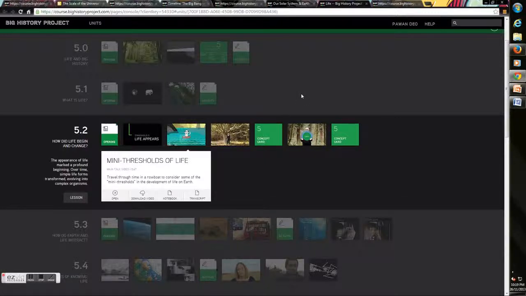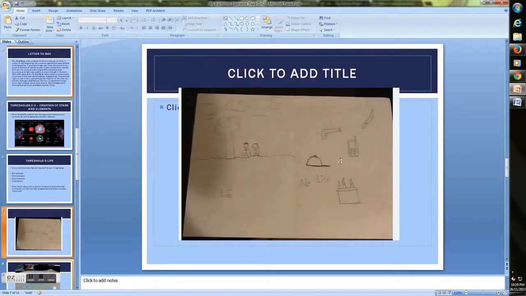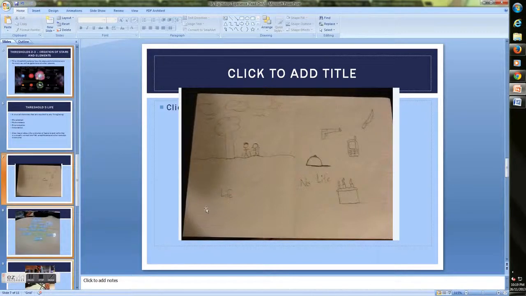We also did quite a few activities on the 5th threshold, life. At first, we were asked to create a picture of what we thought depicted life and non-life. So here I've done the usual: just people, ground, grass, trees, birds, clouds, the sun. And in no life, I did some more ordinary, everyday objects. Well, not the knife and the gun, but a phone, a hat, birthday cake. So yeah, it was just pretty cool. Got us to think of what is actually living and what's not living.